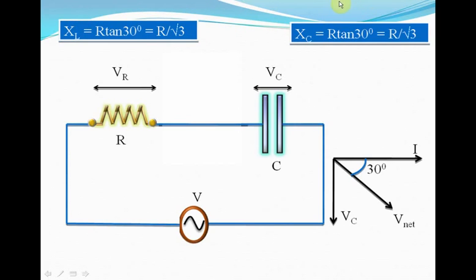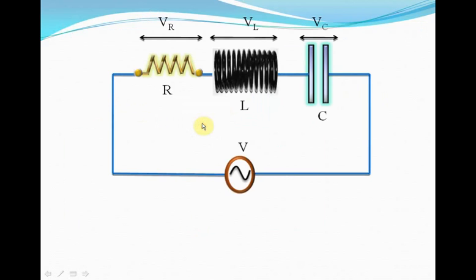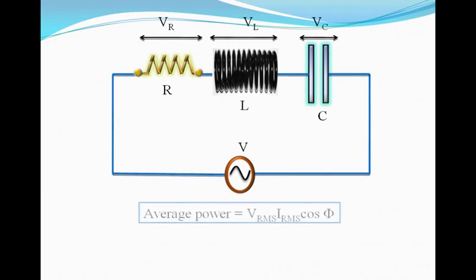Now XL and XC are the same, and we know that Z is square root of R square plus XL minus XC whole square. So Z is basically R in this case because XL equal to XC, and therefore this circuit is already in resonance because the net reactive component of this circuit is 0. Now since this circuit is in resonance, it is very easy to calculate its average power. The average power is Vrms Irms cos phi. Now phi is 0, that's because the reactive component is 0.